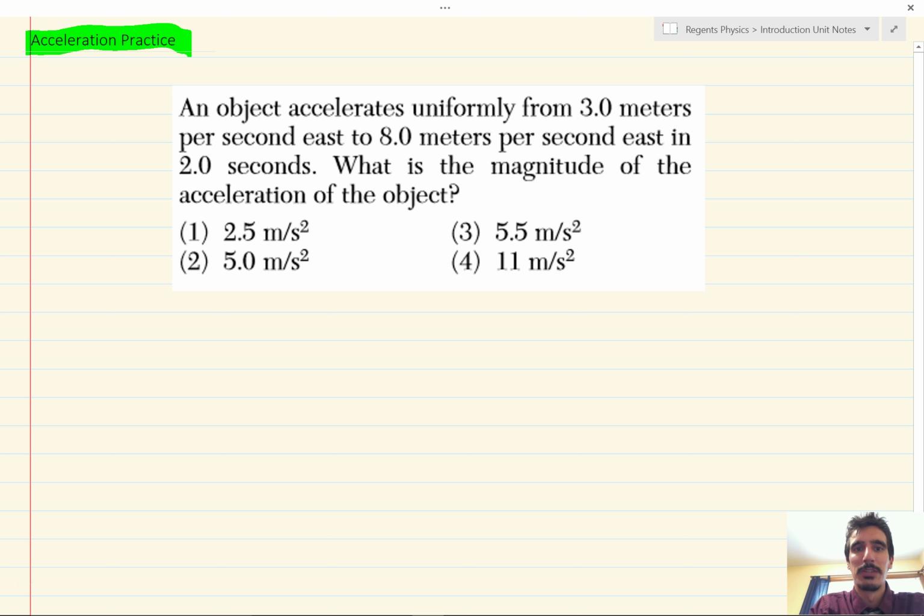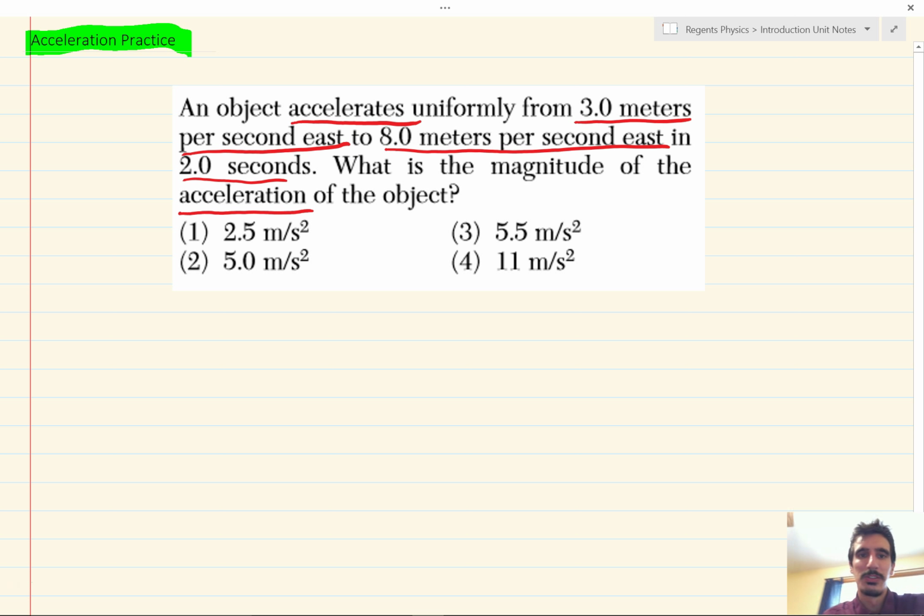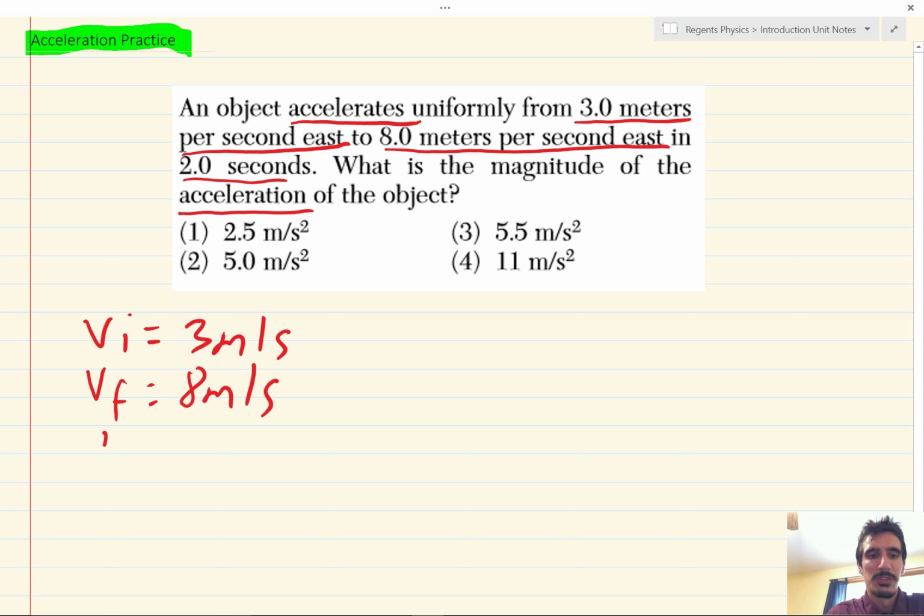An object accelerates uniformly from 3 meters per second east to 8 meters per second east in 2 seconds. What is the magnitude of the acceleration of the object? So the first step is to write down our knowns. We're given the initial velocity is 3 meters per second. The final velocity is 8 meters per second. And the time is 2 seconds. And we're asked to find the acceleration.